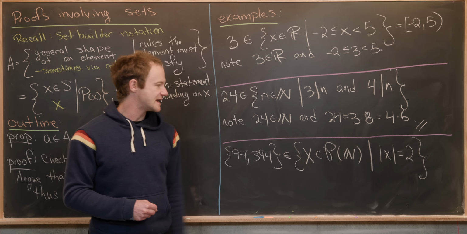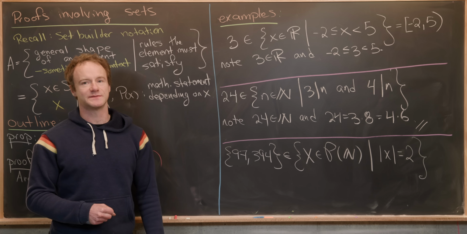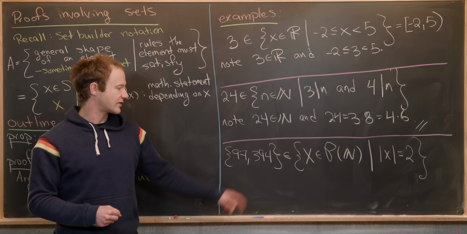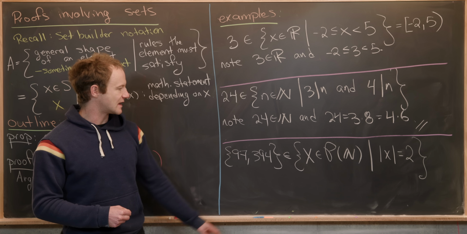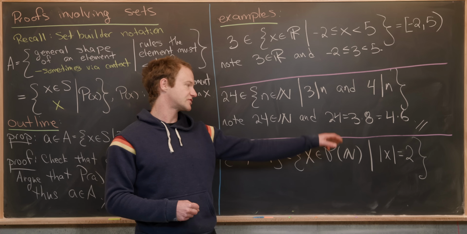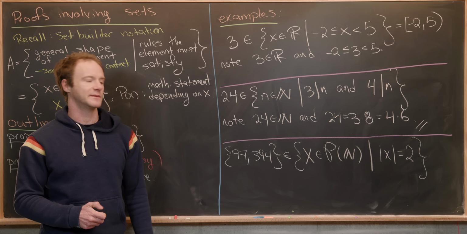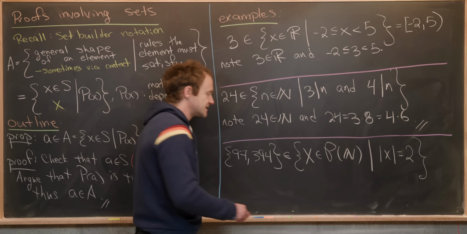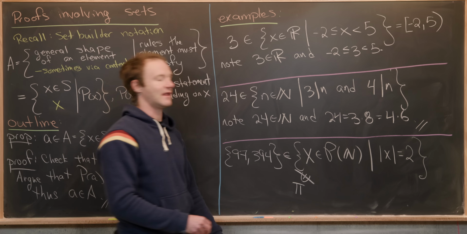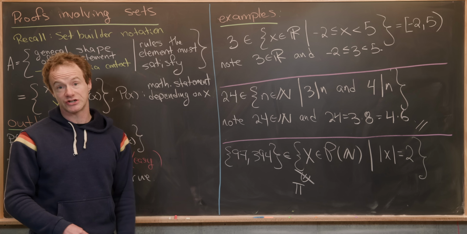So what we're looking at here is the set of all two element subsets of the natural numbers. So very clearly, 97, 394, the set containing those two elements, is an element from this set. It is a subset of natural numbers and it has two elements. But notice, something like the number pi is most definitely not an element of this. It's not the right shape at all.